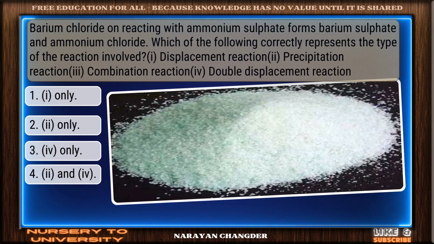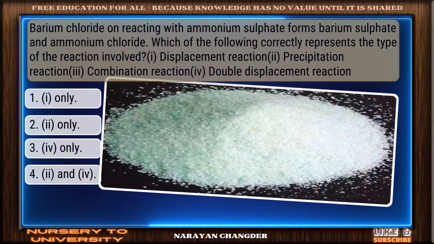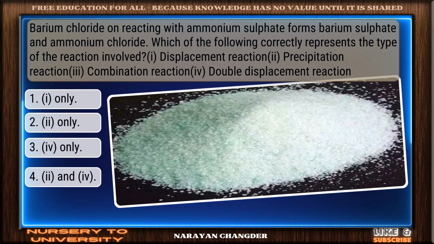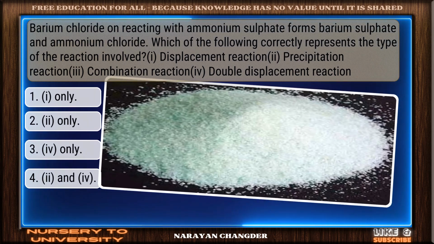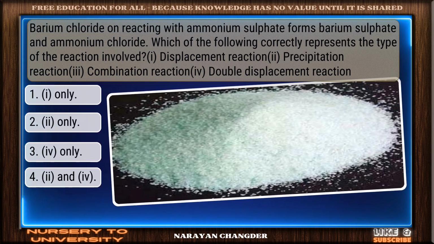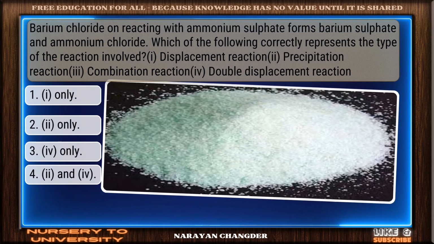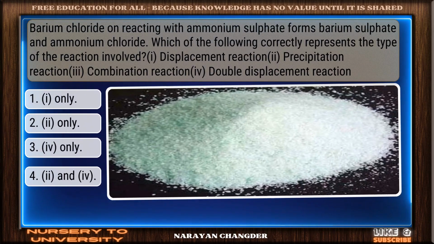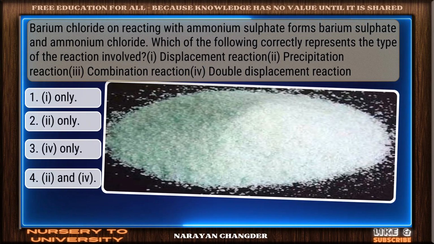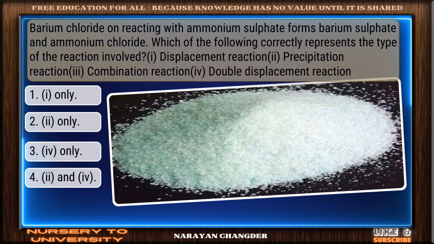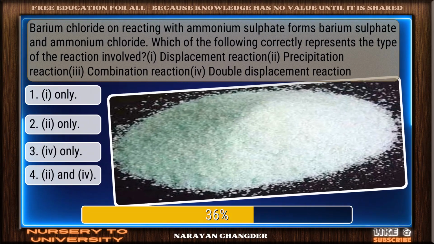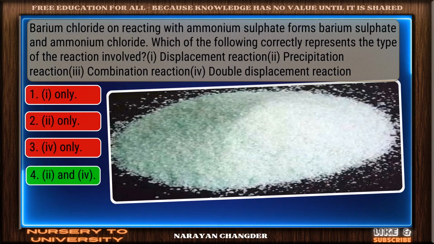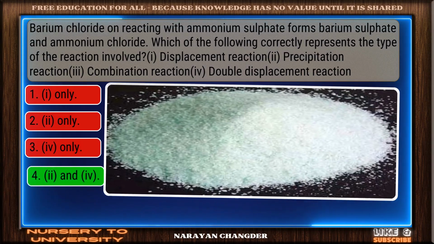Barium chloride on reacting with ammonium sulfate forms barium sulfate and ammonium chloride. Which of the following correctly represents the type of the reaction involved? Displacement reaction, precipitation reaction, combination reaction, double displacement reaction? Excellent choice, and is right.